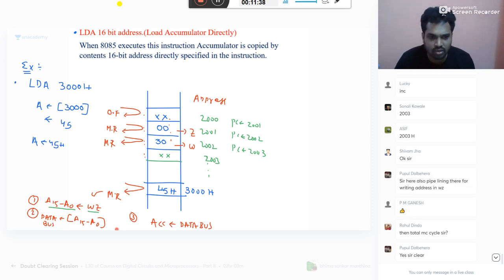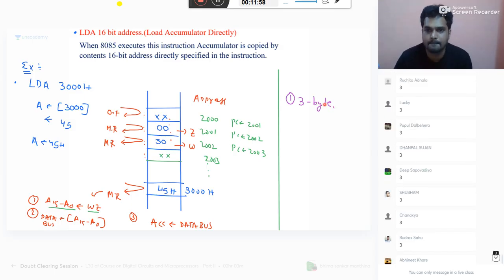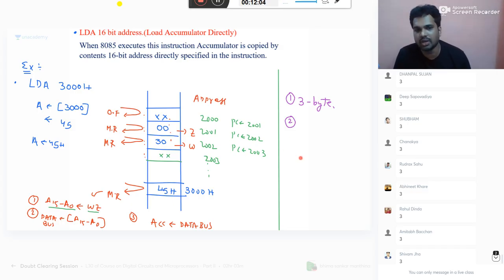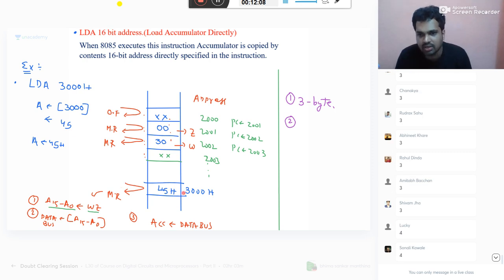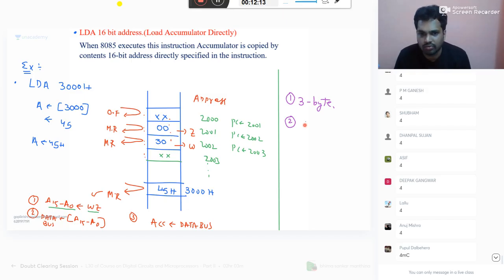Firstly, you tell me. Why should I say? You people know better than me now. How many bytes of memory are required for this instruction? 3 bytes. Just 3 bytes. And each instruction may take how many machine cycles? 1, 2, 3, 4. This fourth is also part of this instruction only. So total 4 machine cycles.